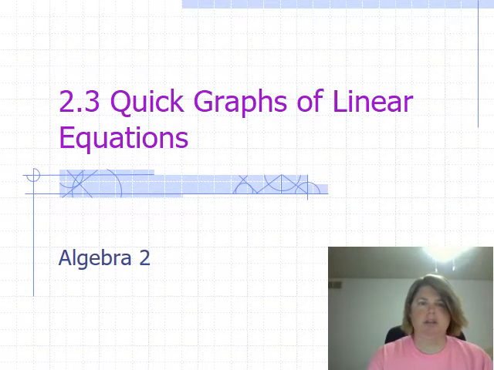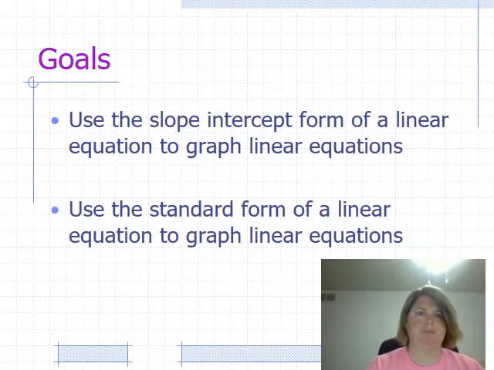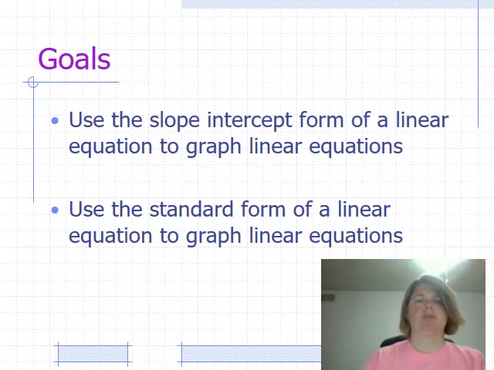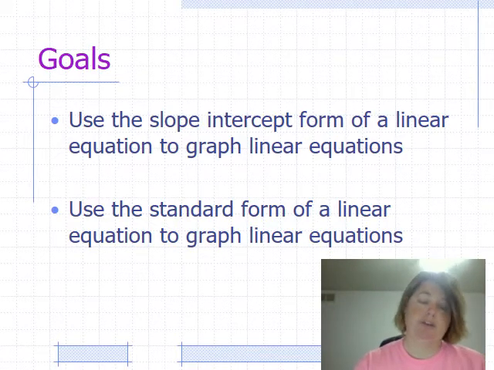All right, welcome to 2-3, quick graphs of linear equations. Make sure you title your note page with the 2-3 heading, and this is actually just day 1. All right, so our goals today are going to be to use slope-intercept form of a linear equation to graph linear equations. And then day 2 will be the second goal.